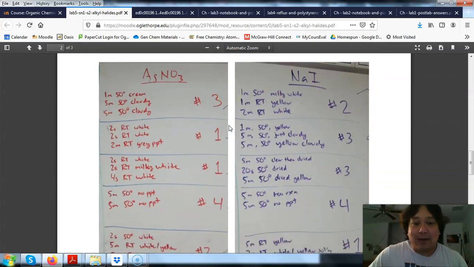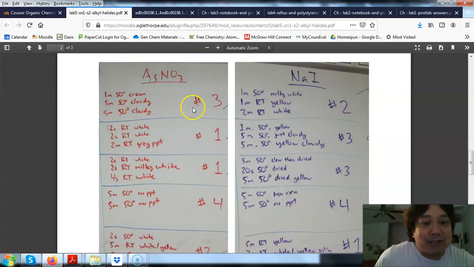Let's take a look at some data, because obviously we're not in the lab together. We're going to use data from a previous semester. Their observations aren't great, okay, because here it looks like we have the color, but not the clarity. It could be cream and transparent. Here we have cloudy, but we have no color. What can you do? How do I read this data?